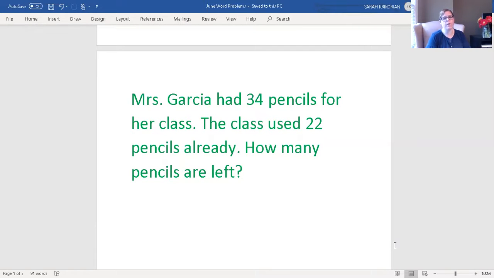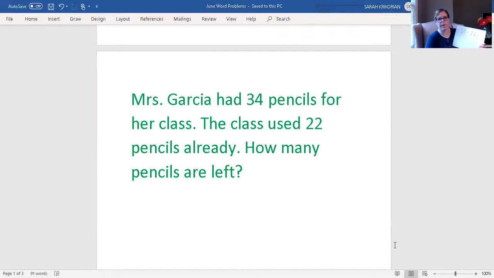So I see some keywords there, and the keyword that I see is the word left. We want to know how many are left. That means we're not adding them all together, we're taking some away. How many are left? So once again, we're going to be doing some subtraction. So let's do 34, and I'm sure you're reading along with me, so you know that we need to do 34 minus 22 equals.